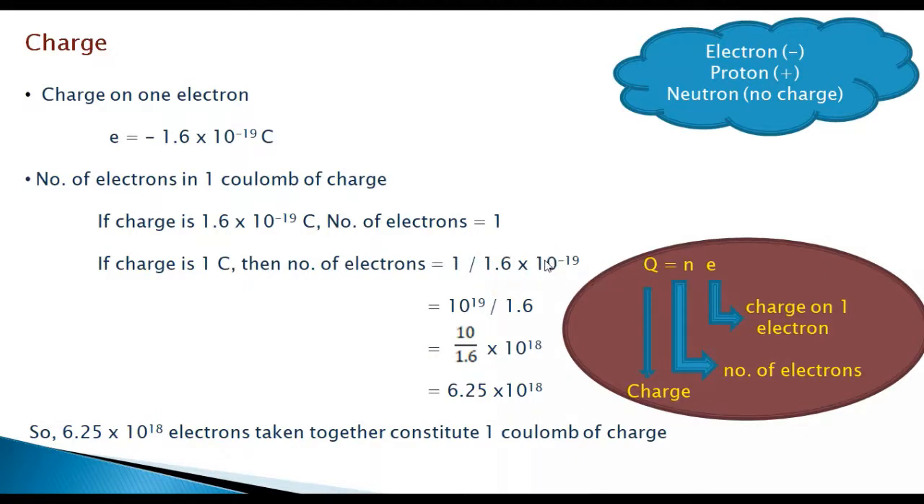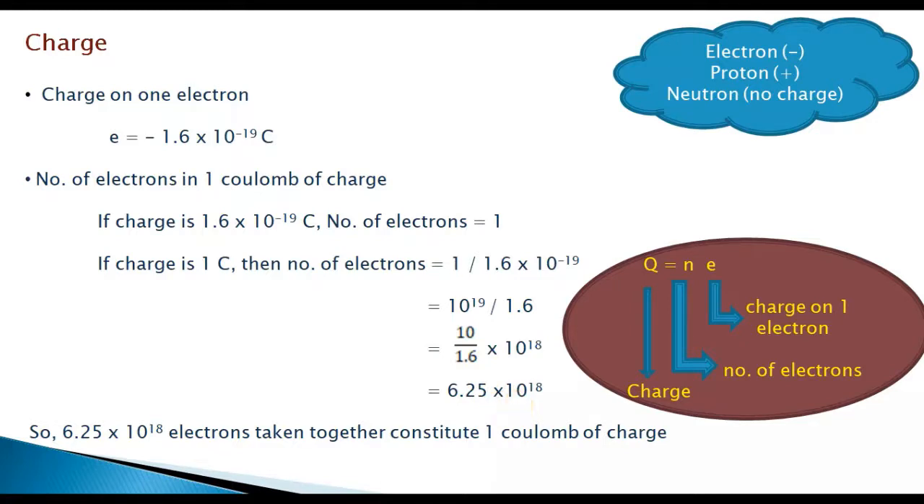So while dividing, we'll get 6.25 × 10^18 electrons. It means 6.25 × 10^18 electrons, when taken together, constitute 1 coulomb of charge. It means 1 coulomb of charge contains how many electrons? 6.25 × 10^18 electrons.